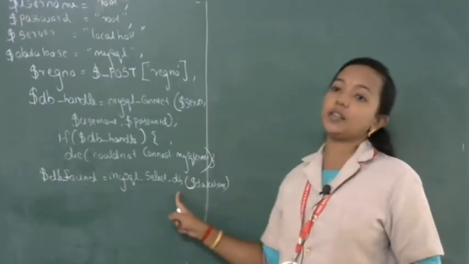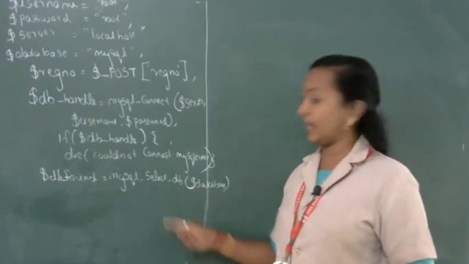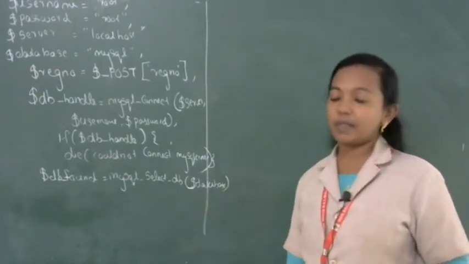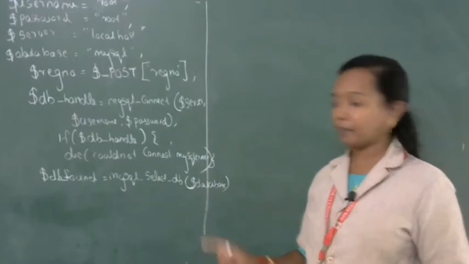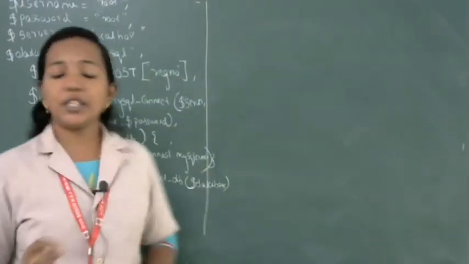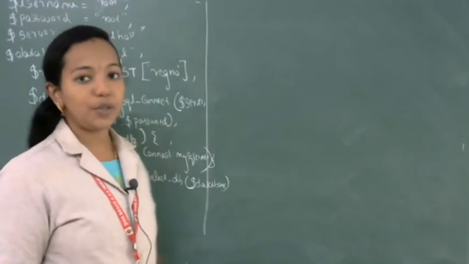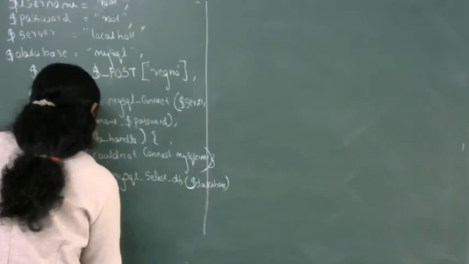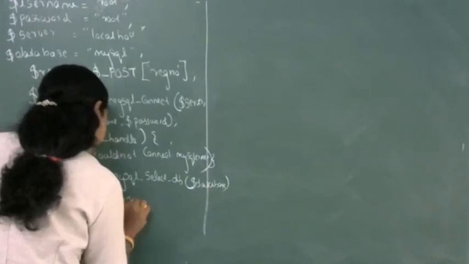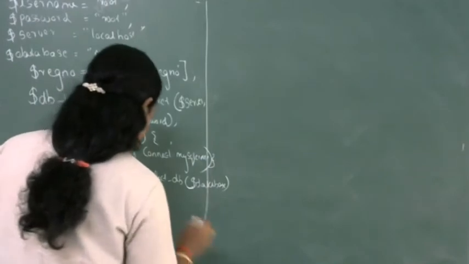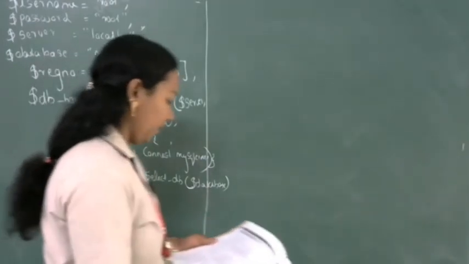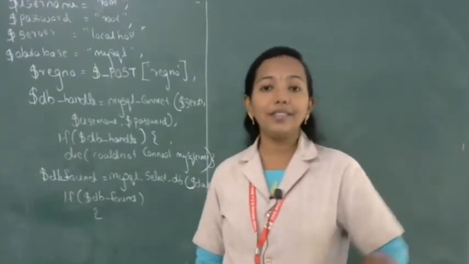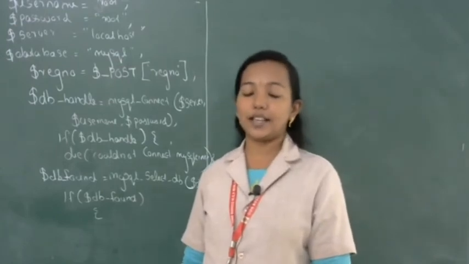So this function is used for specifying the database name. Which database we are selecting, you want to specify the database name. Then after that, if the specified database is not present, then you want to specify that condition also. If $db_found, if it is found, then open the bracket. If $db_found, then we can go for the next step.